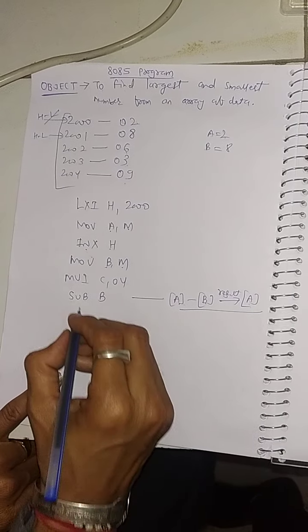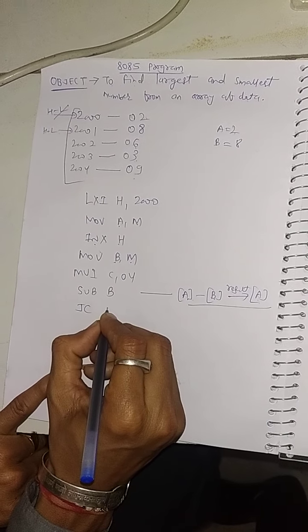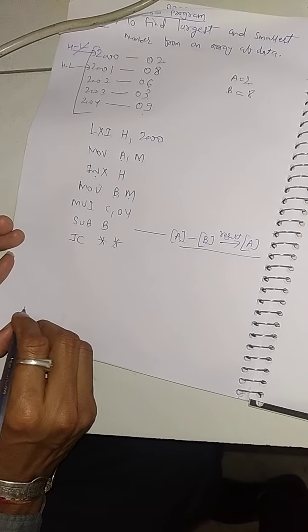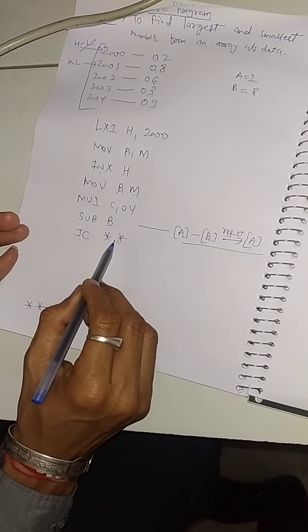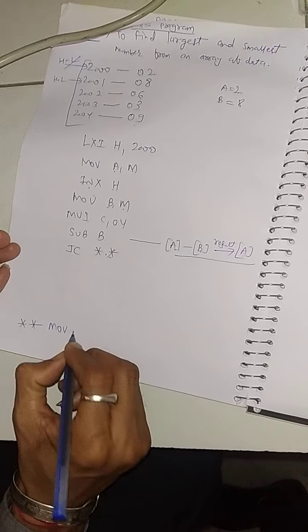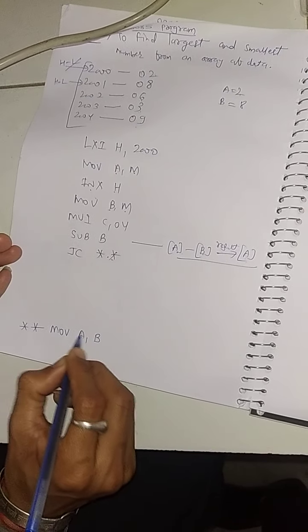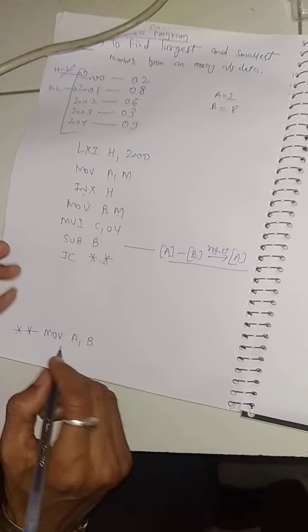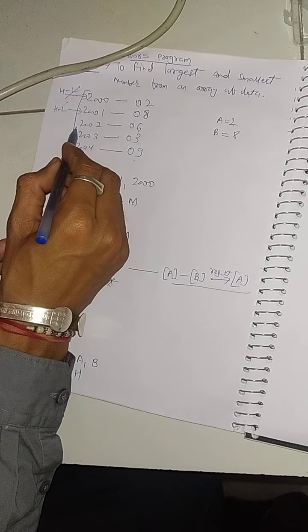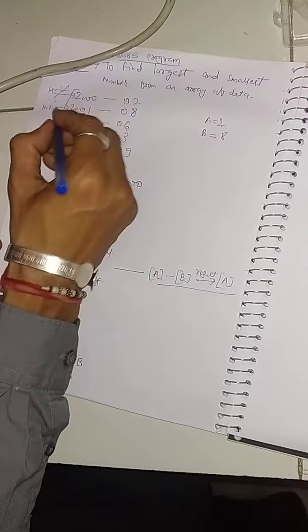Because minus is coming, it means carry is generated. So whenever carry is generated, I have to jump to this location. And what is this location? Let's suppose I begin here. If carry is generated, it means the accumulator is smaller and the register B content is greater, so I move the B register content into the accumulator. Then I go to the next memory location, which is the new one.